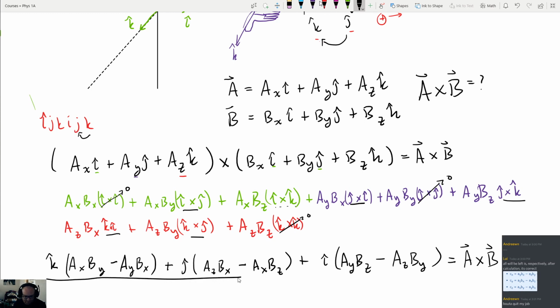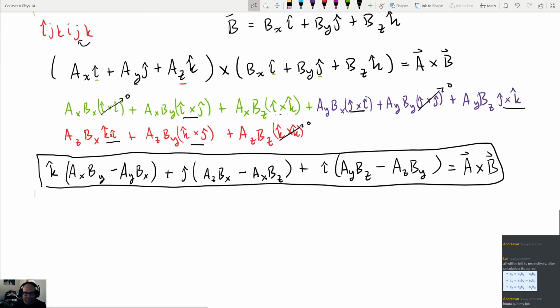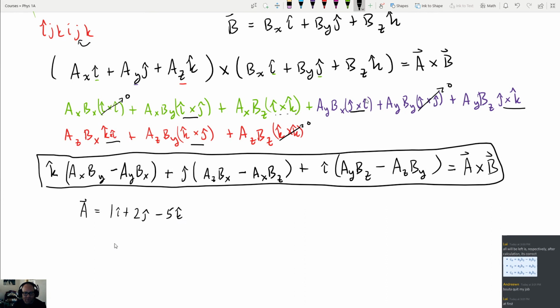That's the answer. And my God, it's extremely complicated, but there's tricks and ways to get around this. I'll show you one of the tricks, but there it is. That's the cross product. It's pretty complicated, right? Actually doing the calculation isn't so bad, though, because in reality, you could have a vector A that could be something like 1i hat plus 2j hat minus 5k hat, for example. And then vector B could be something like negative 1i hat plus 3j hat minus k hat.